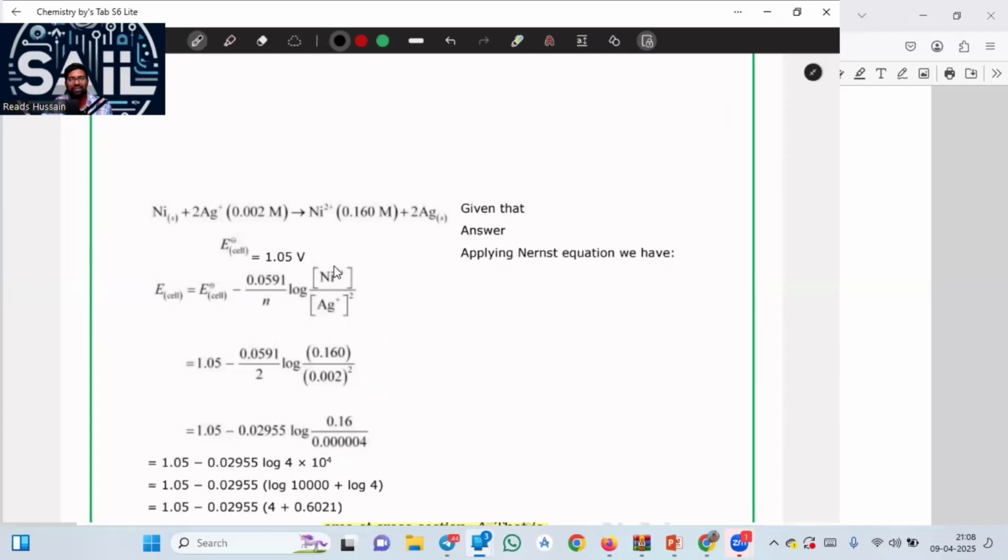Why do we have to write it like this? I told you in the last class, product concentration by reactant concentration. Here, what is the product? Actually, two products are there.